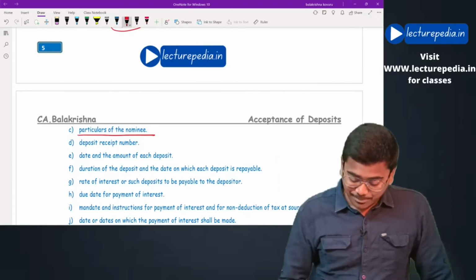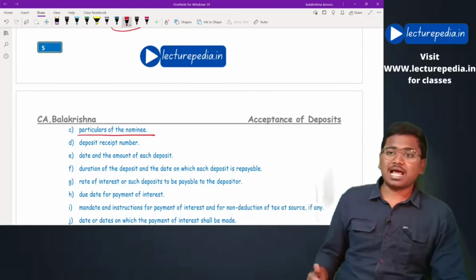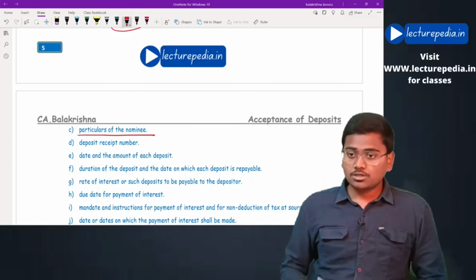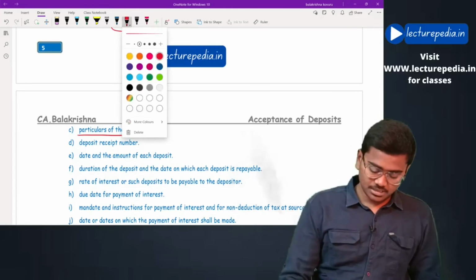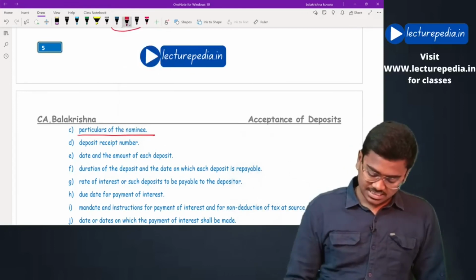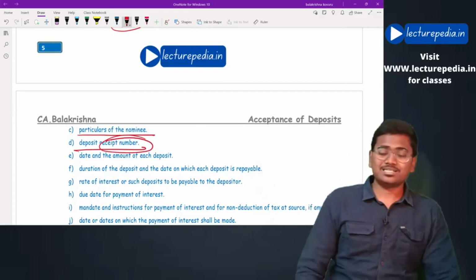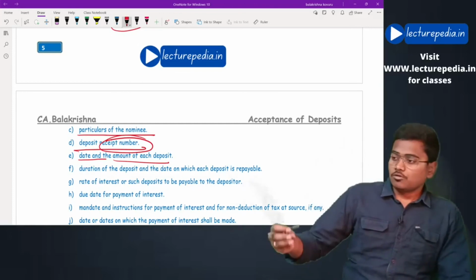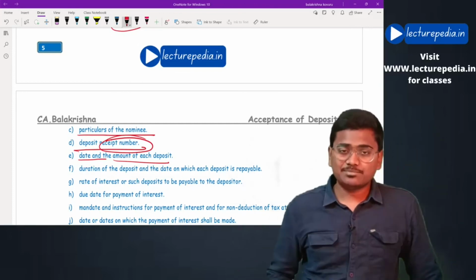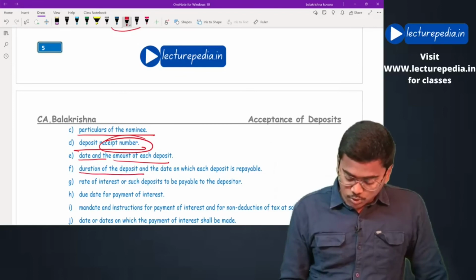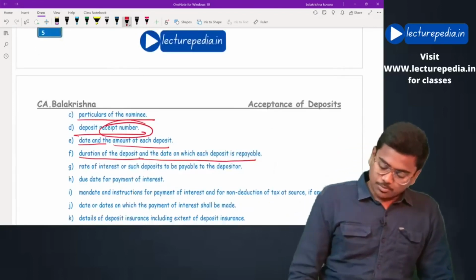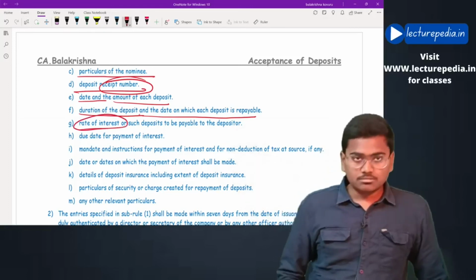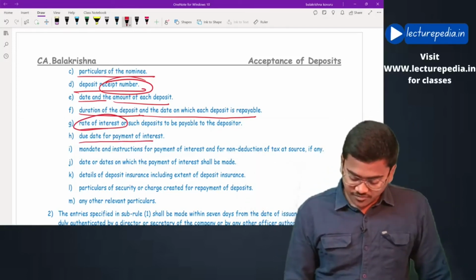Deposit receipt number. Once the deposits have been accepted, a deposit receipt will be given to the depositor. Even that deposit receipt number should also be entered in the register. Next, date and amount of each deposit. What is the date on which the deposit has been accepted and what is the amount of deposit. Duration of deposit and the date on which deposit is repayable. What is the maturity date of the deposit. Rate of interest at which the deposit is accepted. Due date for payment of interest.